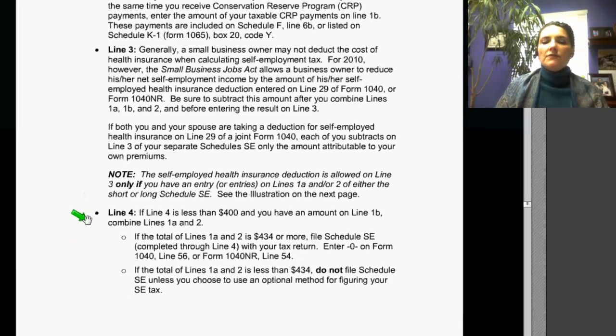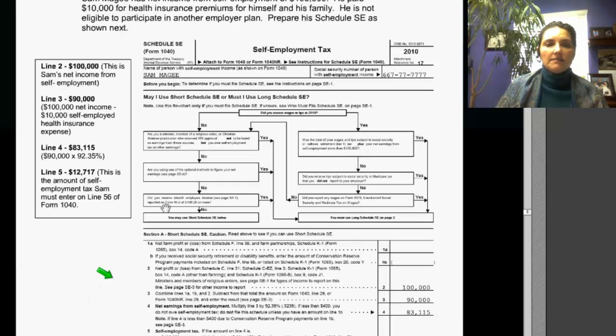Line 4. If line 4 is less than $400 and you have an amount on line 1B, combine lines 1A and 2. And if the total of lines 1A and 2 is $434 or more, file Schedule SE, completed through line 4, with your tax return. Enter 0 on Form 1040, line 56, or Form 1040-NR, line 54. But if the total of lines 1A and 2 is less than $434, do not file Schedule SE unless you choose to use an optional method for figuring your SE tax.